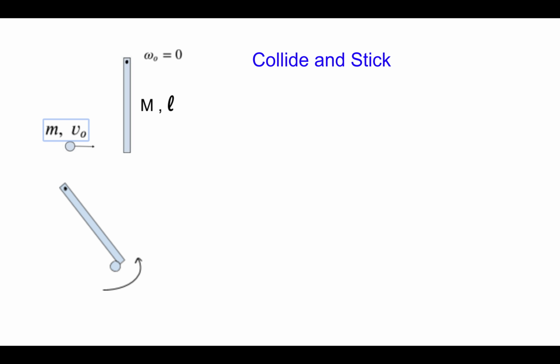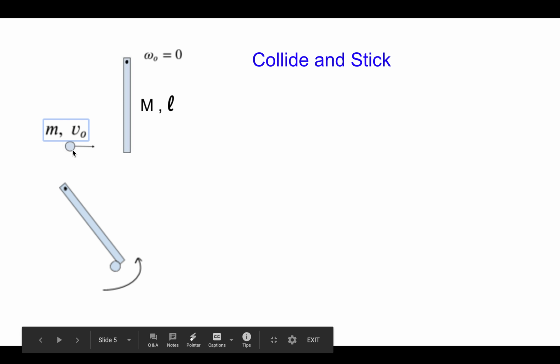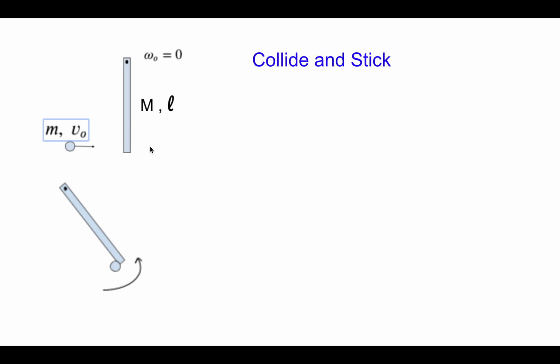The first one in your notes is a collide and stick. So this puck or disc comes, hits the stick, and the stick is free to rotate. Think of this as a top-down view, and the stick is on top of an air table, so there's no friction that causes the stick to slow down. Again, it's free to move, is what they say.